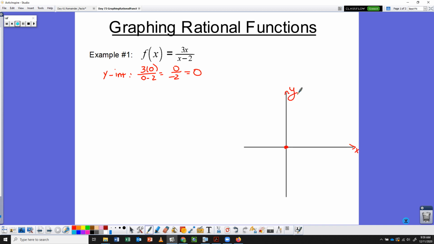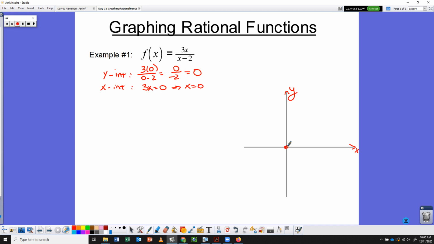Okay, x-intercepts. X-intercepts are found by setting your numerator equal to 0. And if you divide both sides by 3, you find out that x equals 0. So I'm crossing the x and y-axis at the exact same place, which is the origin.